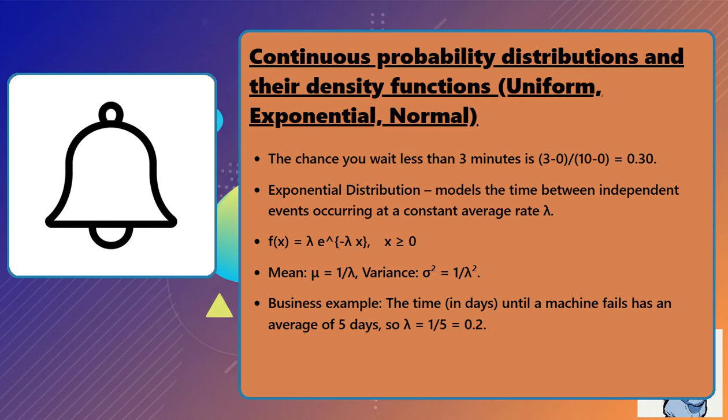Business example. The time in days until a machine fails has an average of 5 days, so lambda equals 1 divided by 5 equals 0.2. The probability the machine lasts more than 8 days is e^(-0.2 × 8) = e^(-1.6), approximately 0.20.